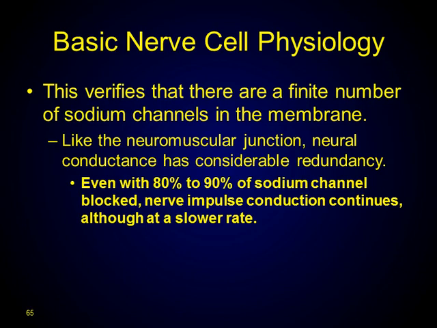Yes. But that bottom gate is closed. There's no facility going in. All right. So like the neuromuscular junction, there is a margin of safety built into your nerve conduction. So you can have, and we'll use the term 90%, right? So cross out that 80. I'll go with 90. You can have up to 90% of your sodium channels blocked along your nerve and still conduct an action potential.